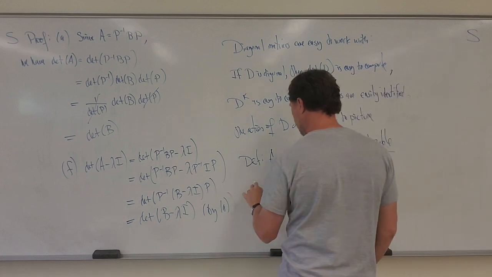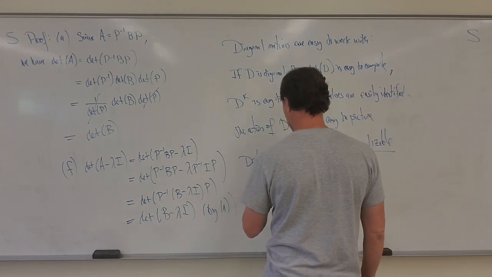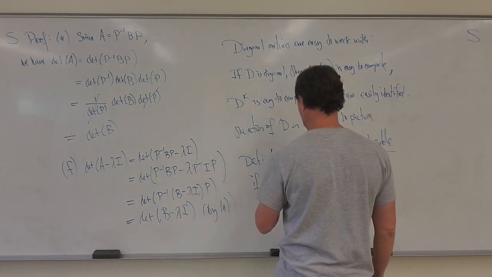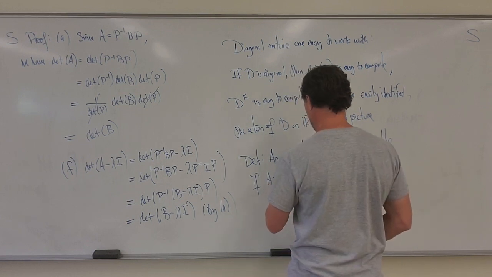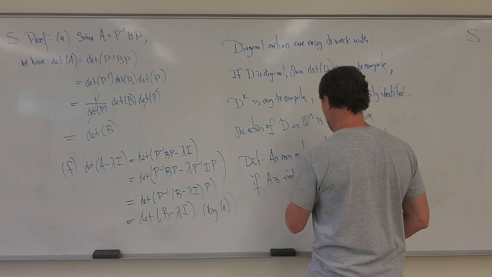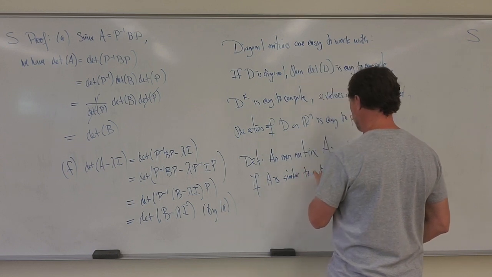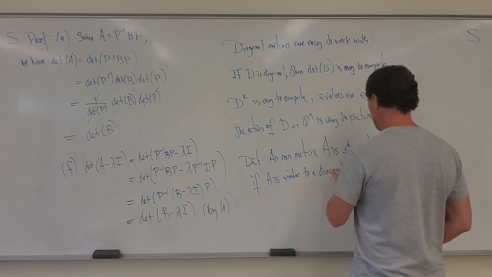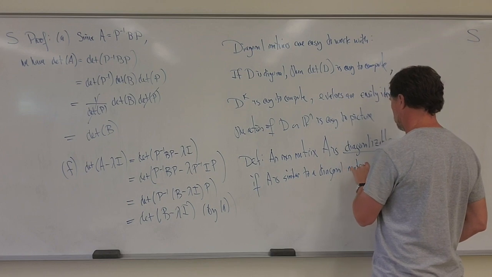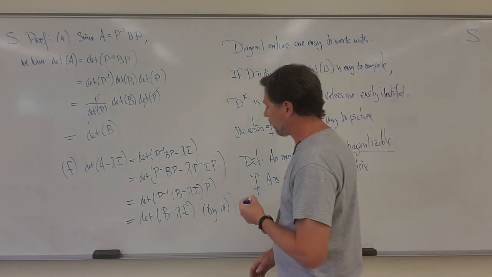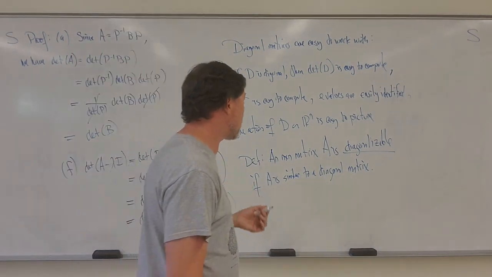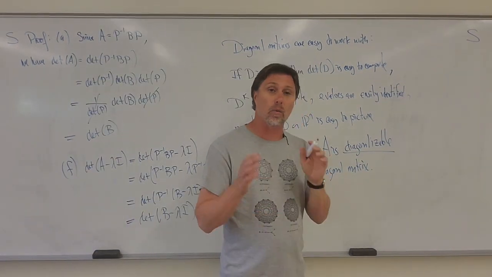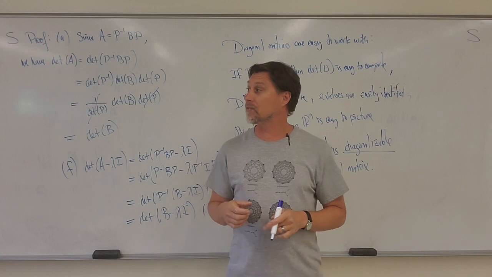Diagonalizable. A matrix is diagonalizable if A is similar to a diagonal matrix. We know that most matrices are not diagonal matrices, but those that are similar to diagonal matrices are the ones that we're going to be interested in. They have lots of nice properties.